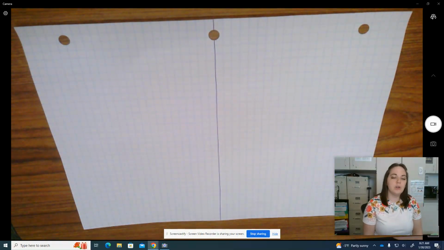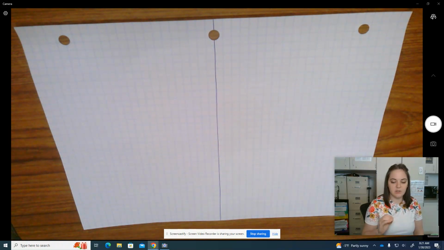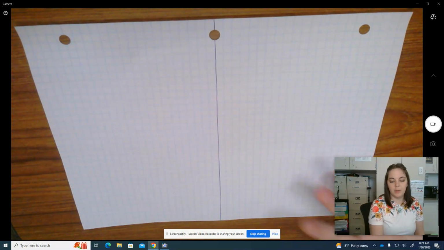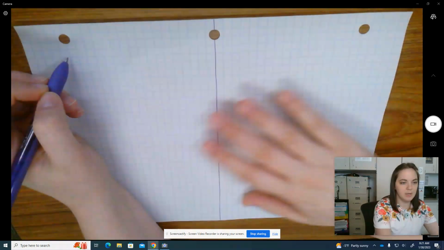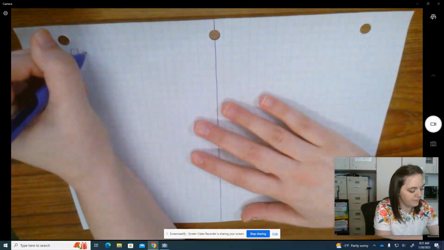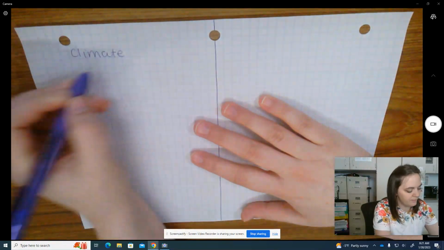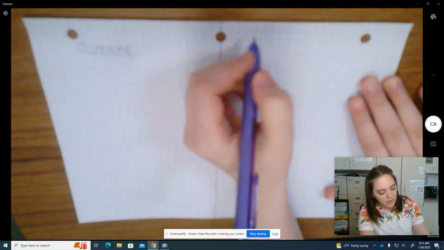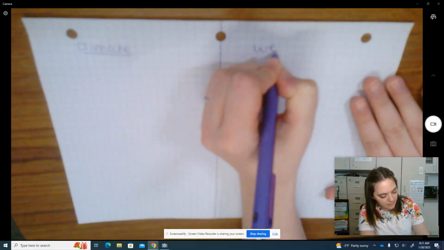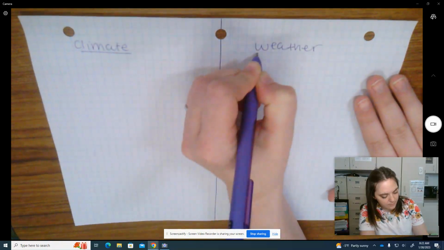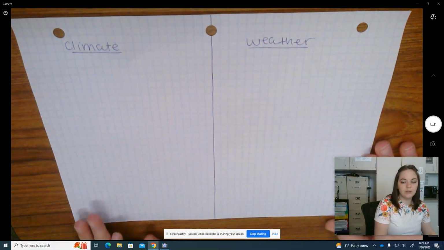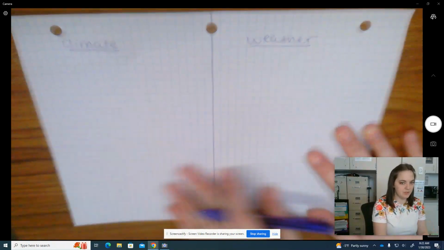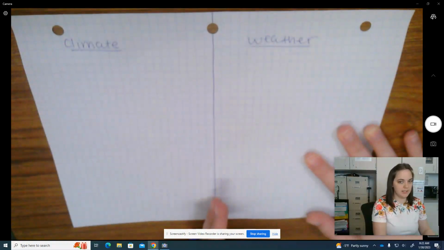For this lesson, we are going to take some notes to review the difference between climate and weather. We talked about it last week, but I really want to solidify this in your head. So we're going to just take a few notes on this paper about climate and weather. We're going to put climate on this side at the top, and then weather over here at the top. You will need the whole paper for this, so please use an entire piece of paper if you have one with a line down the middle.